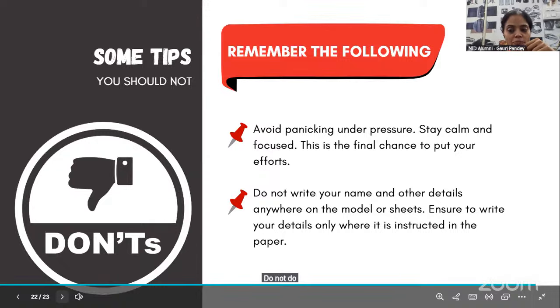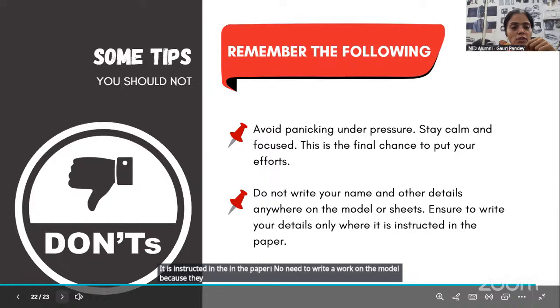Do not write your name and other details anywhere on the model or sheet. Ensure to write your details only where it is instructed in the paper. No need to write your work on the model because they'll take care of it. You will be given a particular place, whatever the invigilator tells you, work it out according to that. No need to mention your name or other details anywhere.